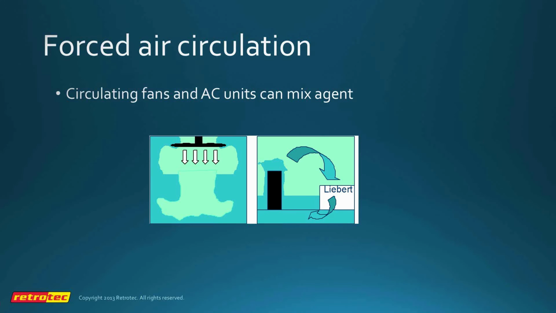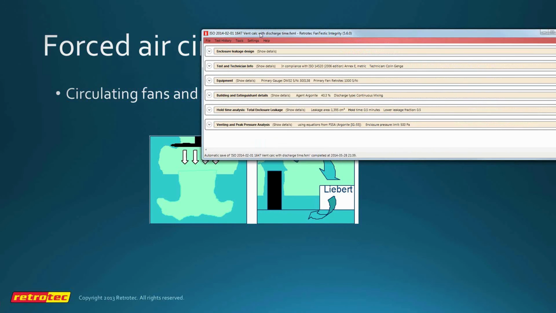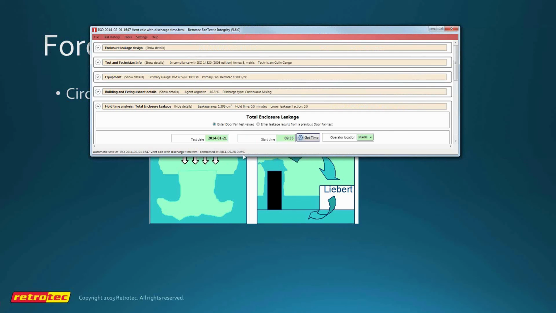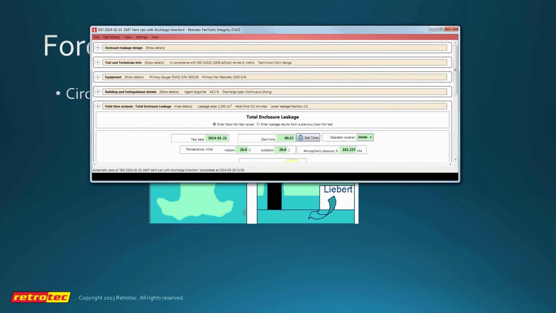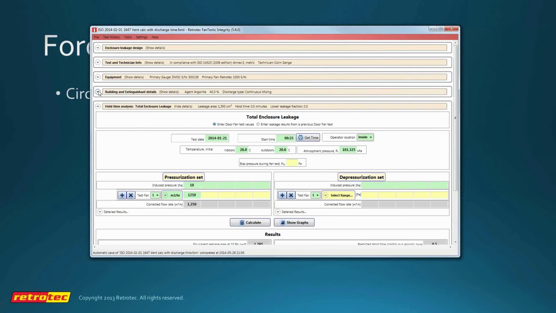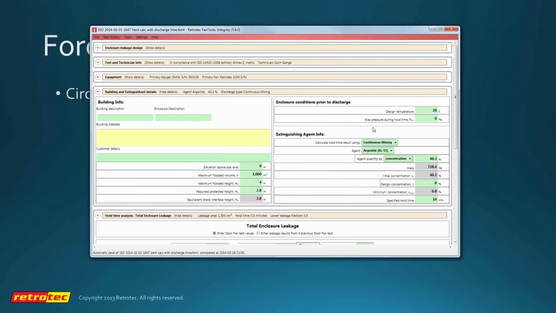So I can show you where that is in the software, hopefully. I think it's under building and extinguishing details. Just take a look here. Bias pressure during hold time, PBH. That's the place where we need to put the pressure that will be in the subfloor, or any bias pressure that will be in the room or that we expect to be in the room during the hold time.